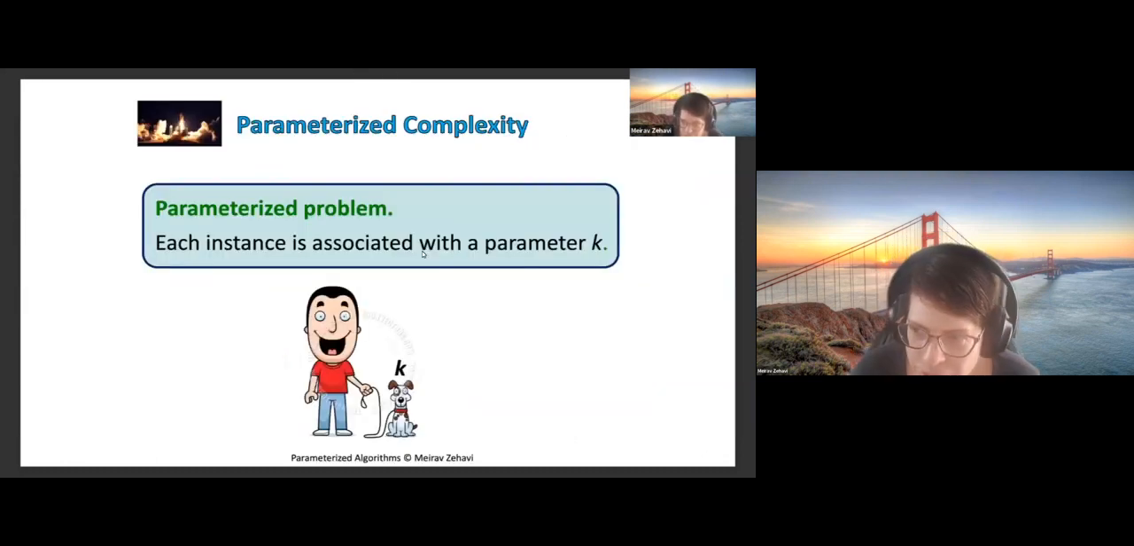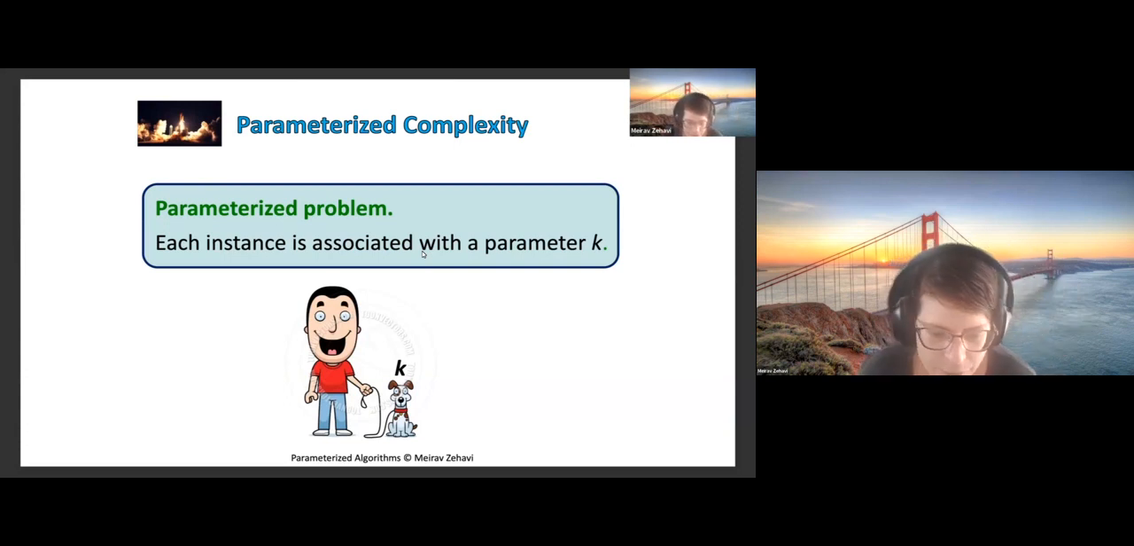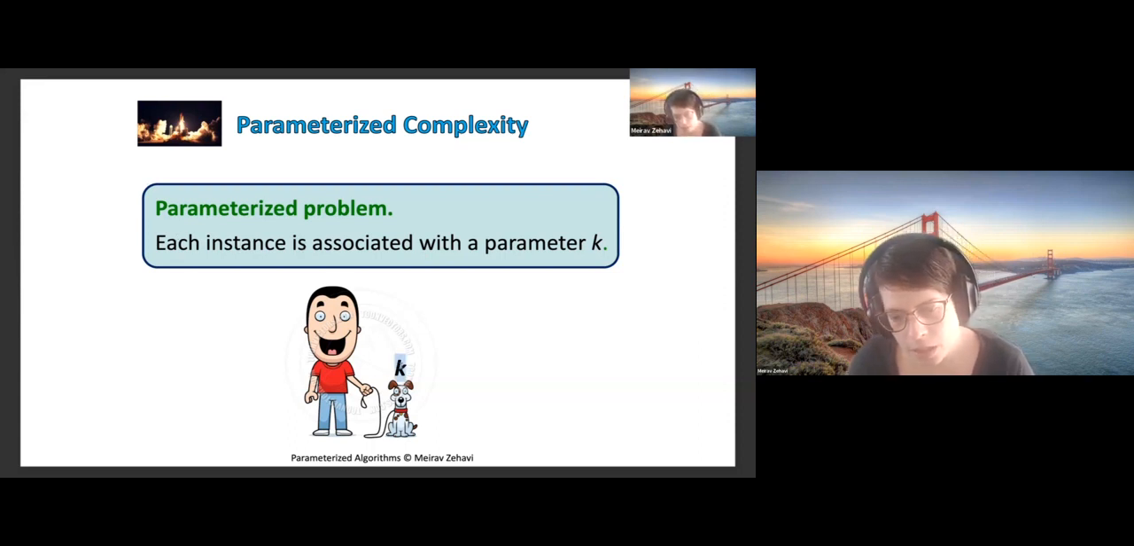So just that we will be on the same page, I have just 2-3 minutes on parameterized complexity. I know that now this is well studied for temporal graphs, but still just the basics. So in parameterized complexity, we deal with parameterized problems. So this just means that each instance of our problem is associated with a parameter k. And the parameter can be essentially anything.